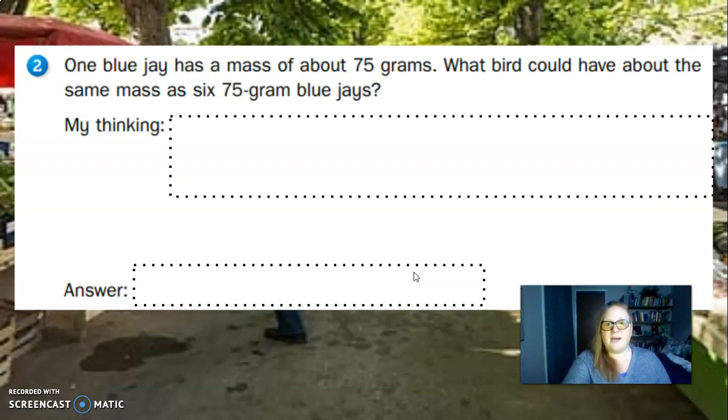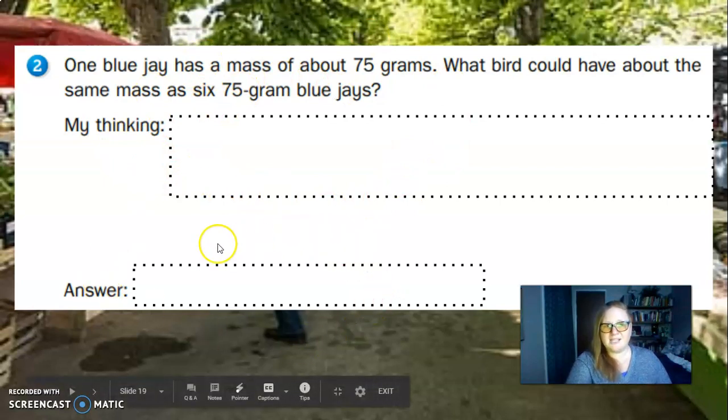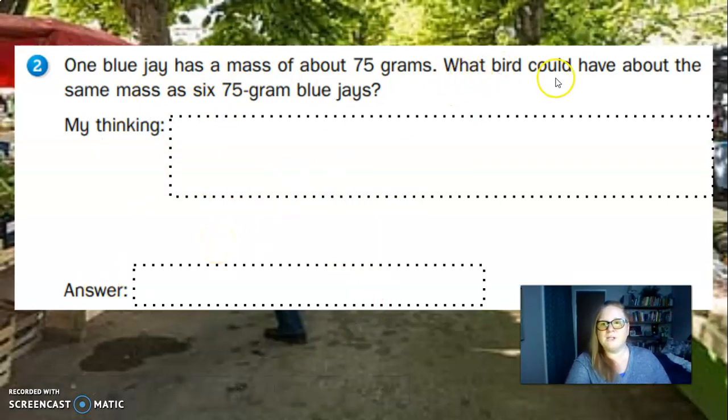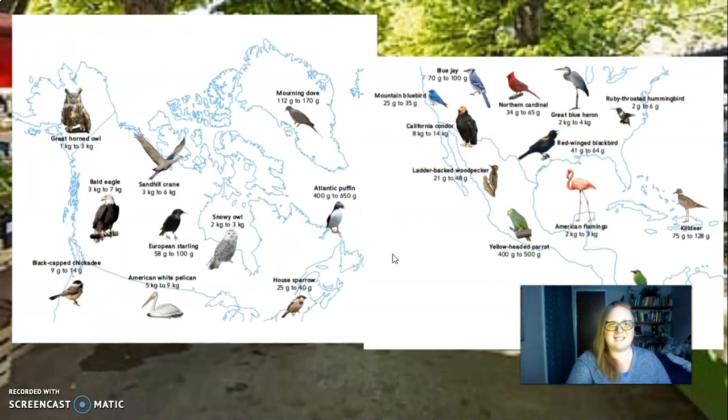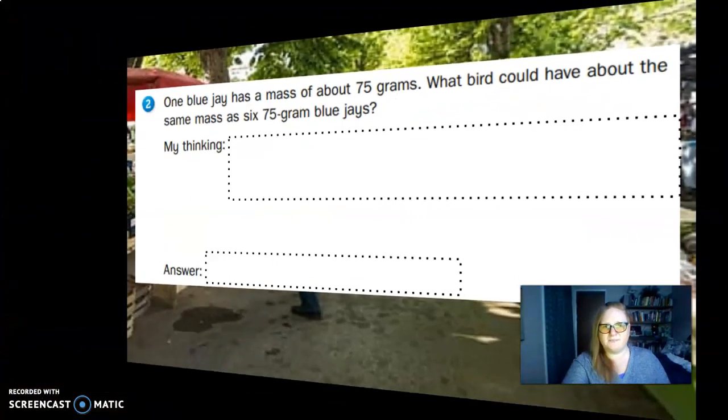One blue jay has a mass of about 75 grams. What bird could have about the same mass as 6 75-gram blue jays? So the first step is you need to do the multiplication of 6 times 75 and show how you're going to do that. But in order to answer it, what it's asking is what bird could have about the same mass? And so I provided for you guys this slide as well, so that way you don't have to go back to previous slides to see what bird it could possibly be. So use this slide to help you answer this part of the question.